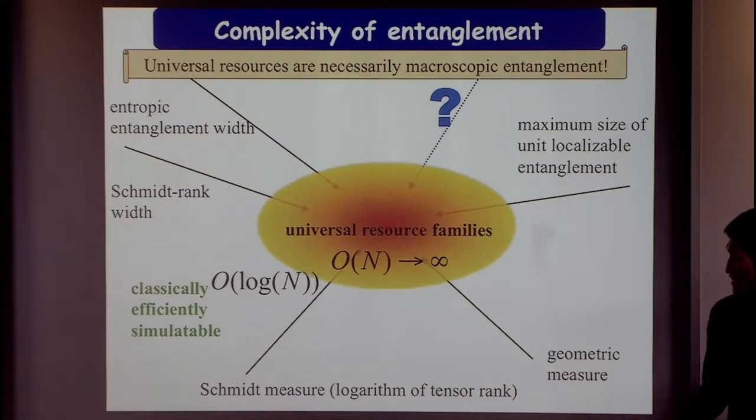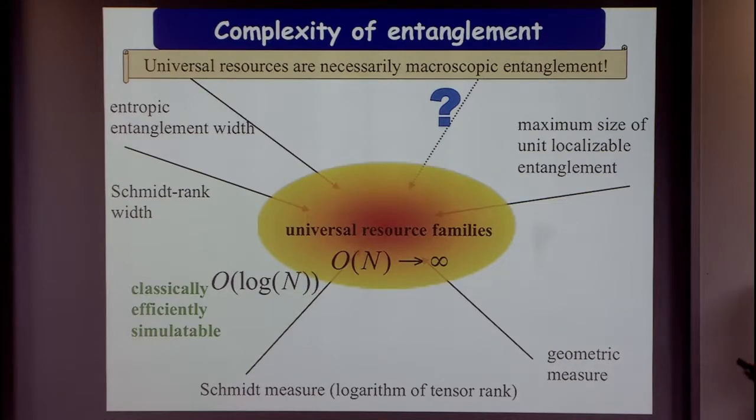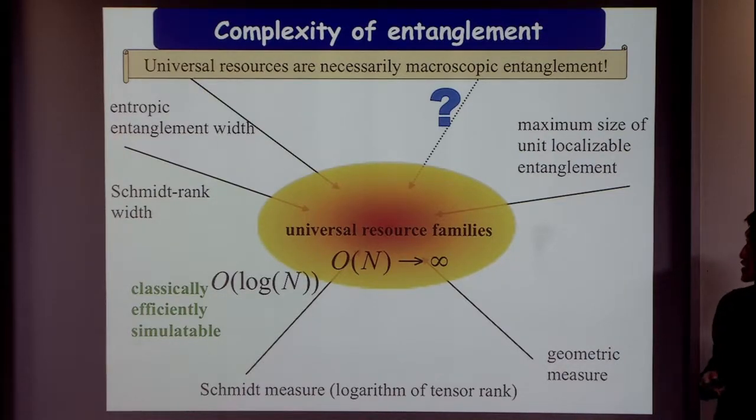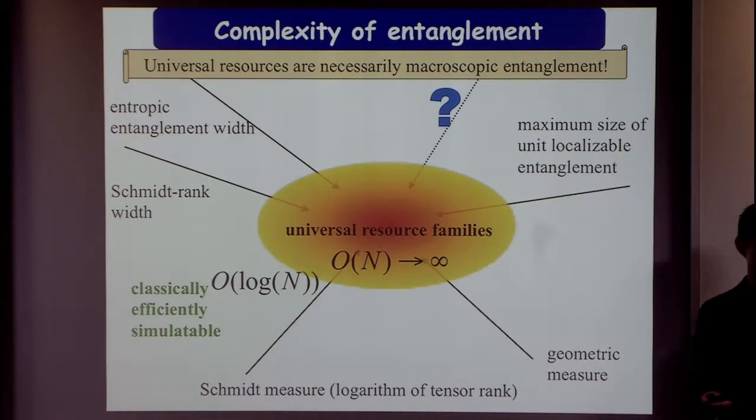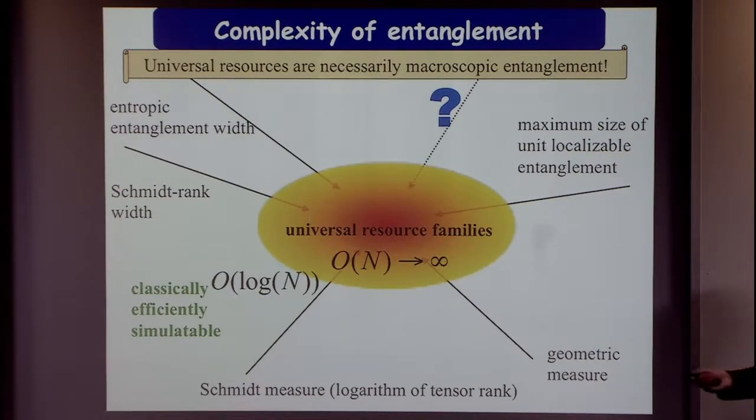But anyhow, on the second part, the conclusion was that we can characterize the complexity of quantum computation using measures of entanglement. And to be universal, the entanglement should be macroscopic, in the sense that it should scale, essentially proportionally, to the system size.